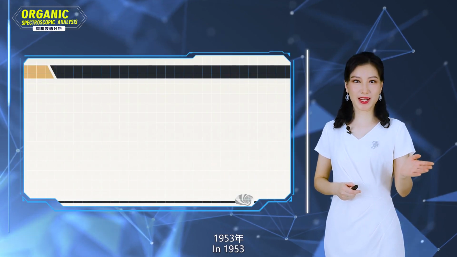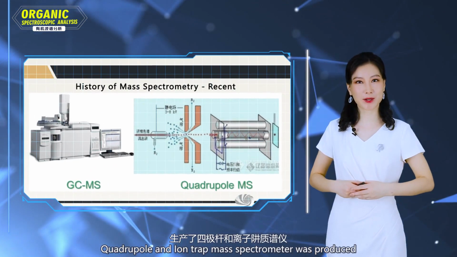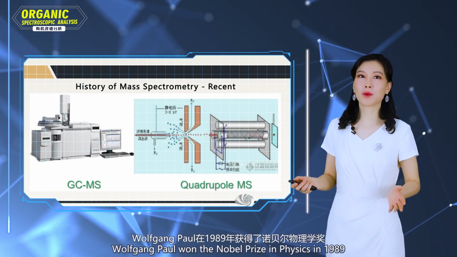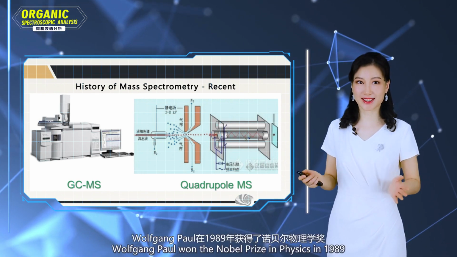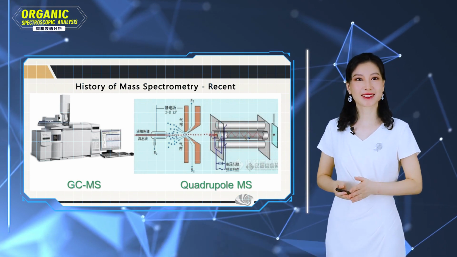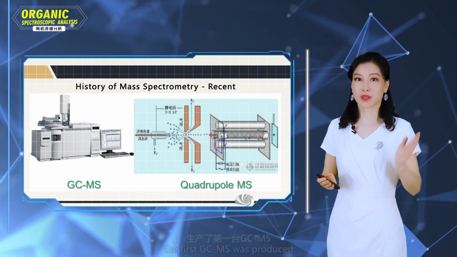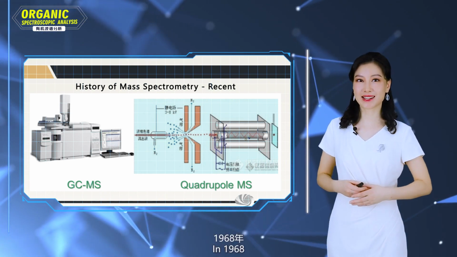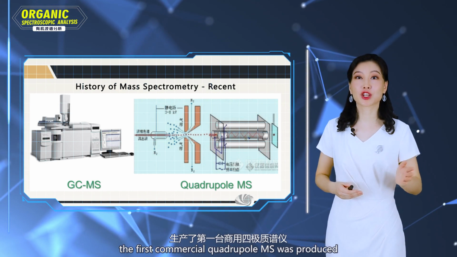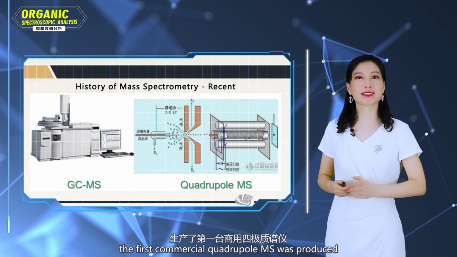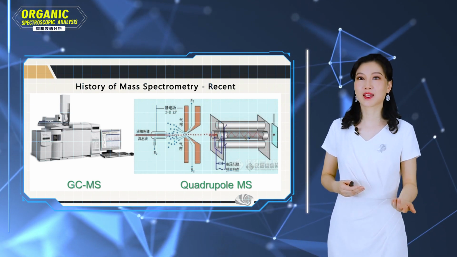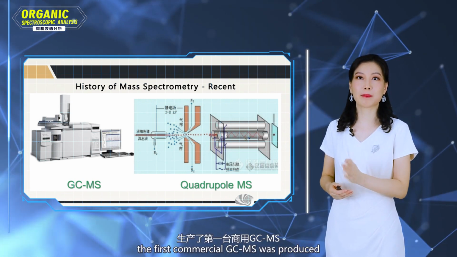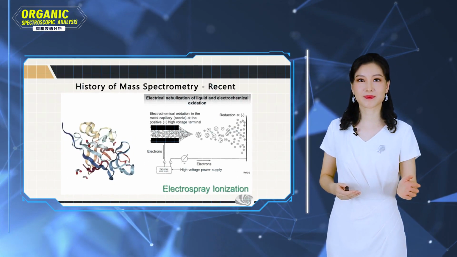In 1953, the Paul and Steinwedel quadrupole mass spectrometer was produced. Wolfgang Paul won the Nobel Prize in physics in 1989. In 1956, the first GC mass spectrometer was produced. In 1968, the first commercial quadrupole MS was produced. In 1975, the first commercial GC-MS was produced.